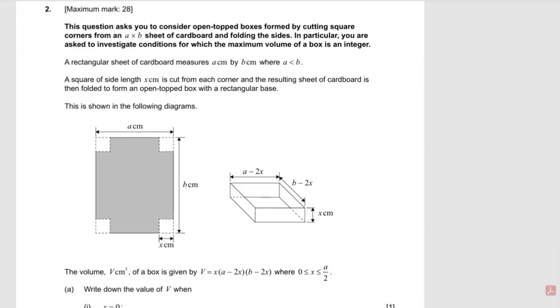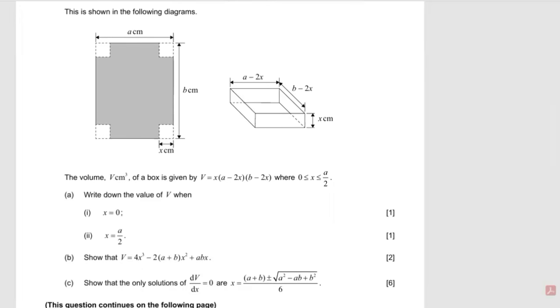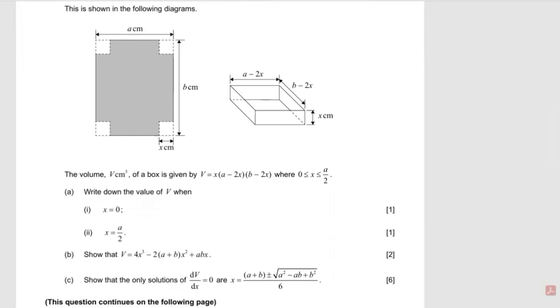A rectangular sheet of cardboard measures A centimeter by B centimeter, where A is less than B. A square of side length x centimeter is cut from each corner, and the resulting sheet of cardboard is then folded to form an open-topped box with a rectangular base. This is shown in the following diagram. So they've taken a rectangle, A by B, A is width, B is length, subtracted 4 corners, and they are squares, folded along the lines and formed a cuboid.